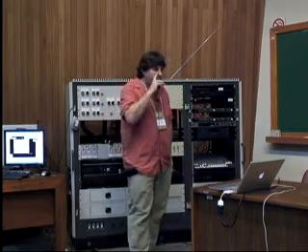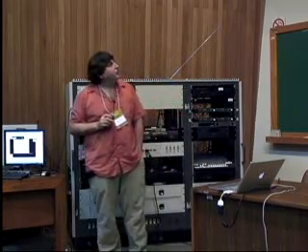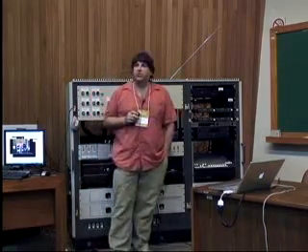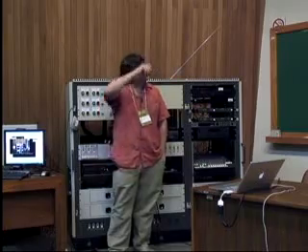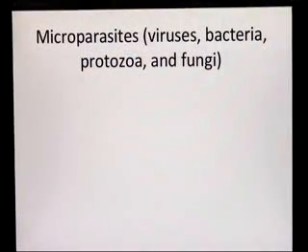Okay, so what are the agents for infectious diseases? Well, there are 2 general classes. There are the microparasites and there are macroparasites. And for these lectures, I'm just going to concentrate on the microparasites. So these are the viruses, bacteria, protozoa, fungi.